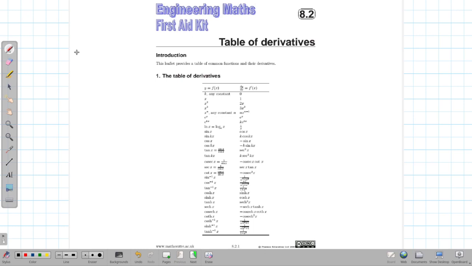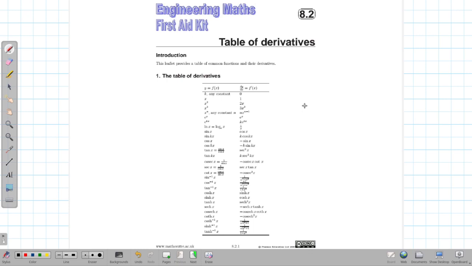But before we start that, I just want to show you this table. This is a table of derivatives. This is your basics, really. These are probably all you'd ever use. I obviously got this from the internet. It's produced by mathscentre.ac.uk, which is part of the Pearson publishing group, but there are loads of these available. Just Google it and you'll find tables of derivatives everywhere.